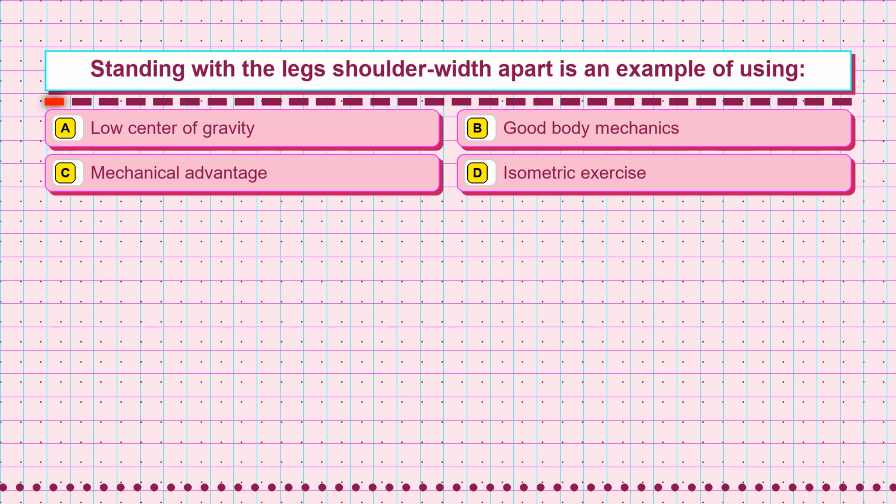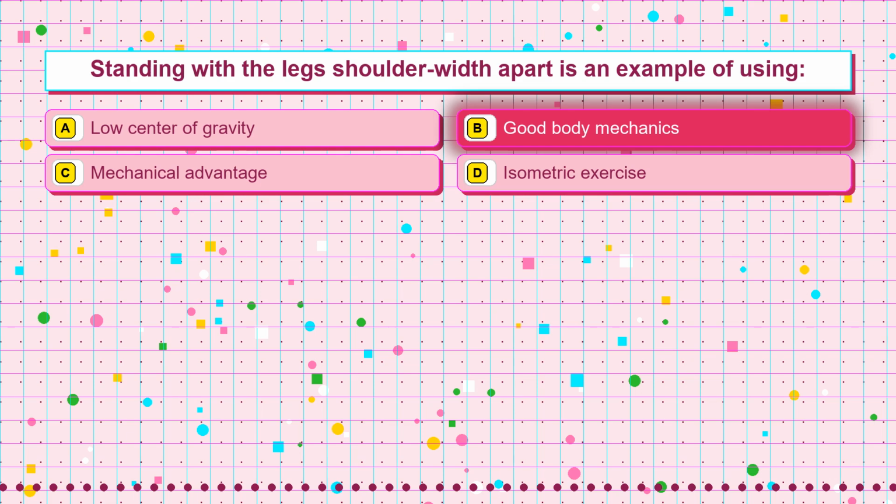Question 90. Standing with the legs shoulder width apart is an example of using Option A. Low center of gravity. Option B. Good body mechanics. Option C. Mechanical advantage. Option D. Isometric exercise.